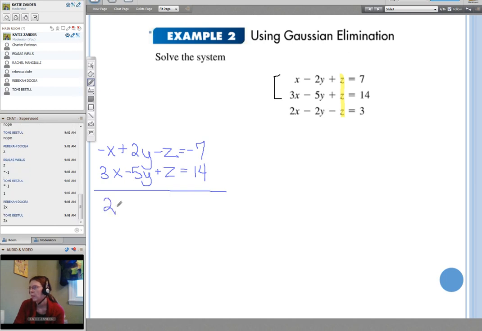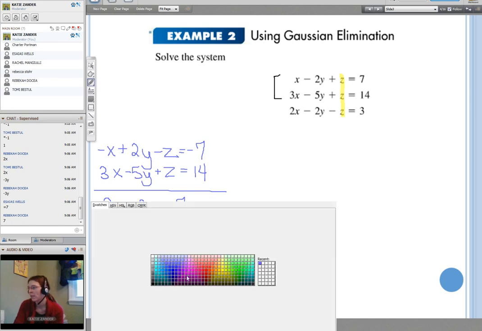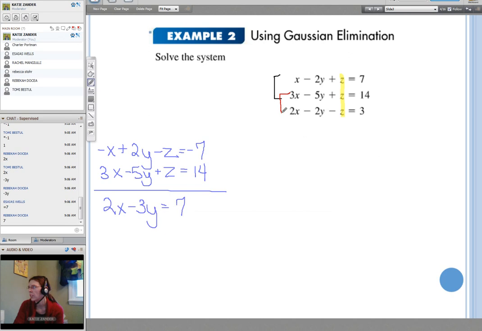Yep, we have a 2y minus 5y. The z's are gone. We have a negative 7 plus 14. All right, now it doesn't look like much, but we did go ahead and take that from a 3 variable down to just 2. We're going to do the exact same thing with the next two equations, so the second and the third. The nice thing about those is that we can just add them together because the z's are going to add up to 0 right away.